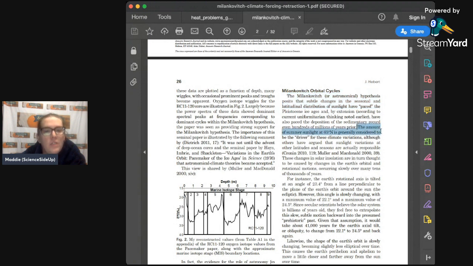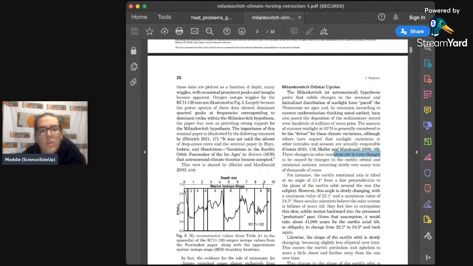The amount of summer sunlight at 65 degrees north, generally considered to be the driver for these climate variations, although others have argued that sunlight variations at other latitudes and seasons are actually responsible. Okay, these changes in solar insolation, in turn, thought to be caused by changes in the Earth's orbital and rotational motions occurring slowly over many tens of thousands of years. He dropped a little hint of the dumb. Did you guys find it yet?